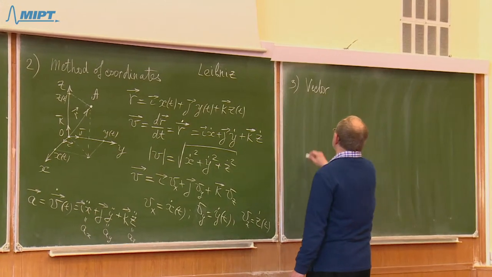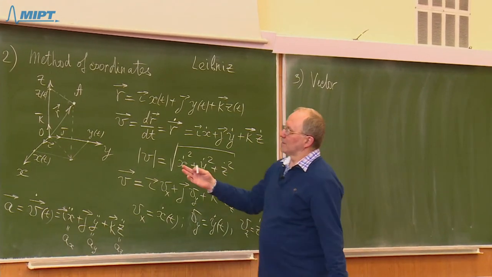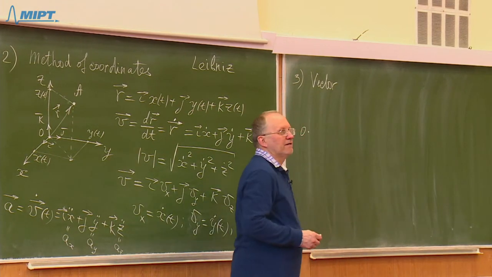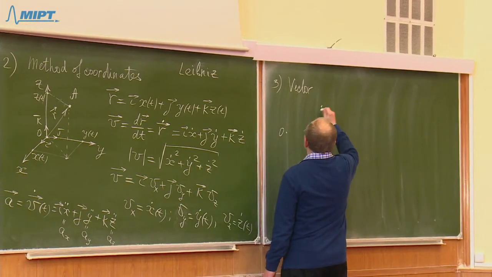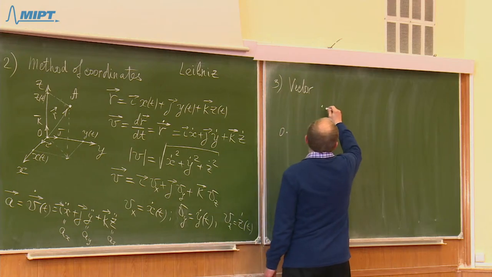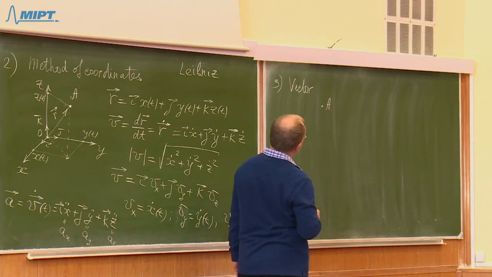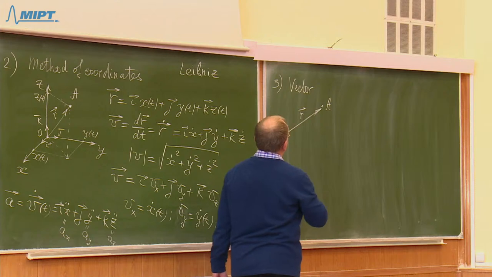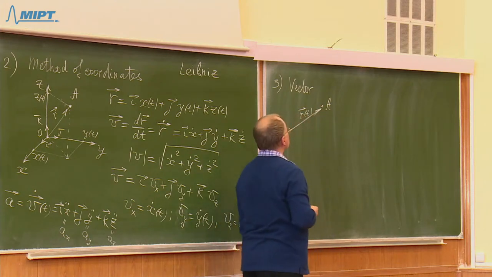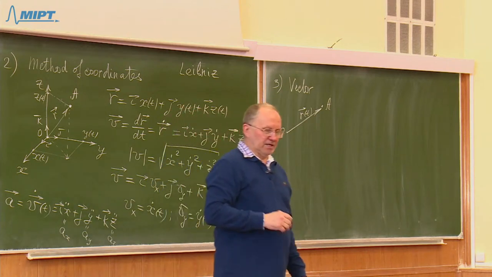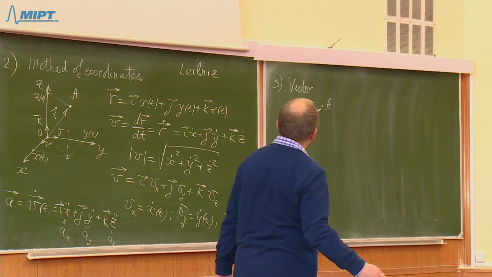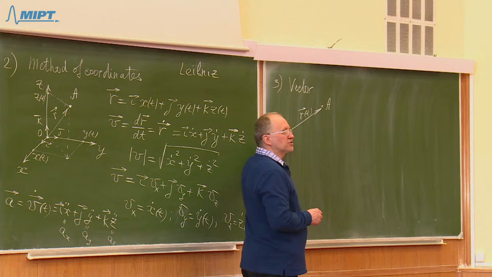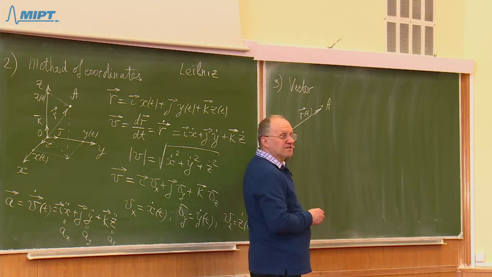What does it mean? It means that we certainly have the same system of coordinates with its origin in point O, and there is somewhere a material point A, and we introduce vector R and work with this vector, which is certainly in the general case a function of time. And before considering a vector presentation of the position of a point and the vector presentation of its motion, I would like to talk a little bit about vectors.